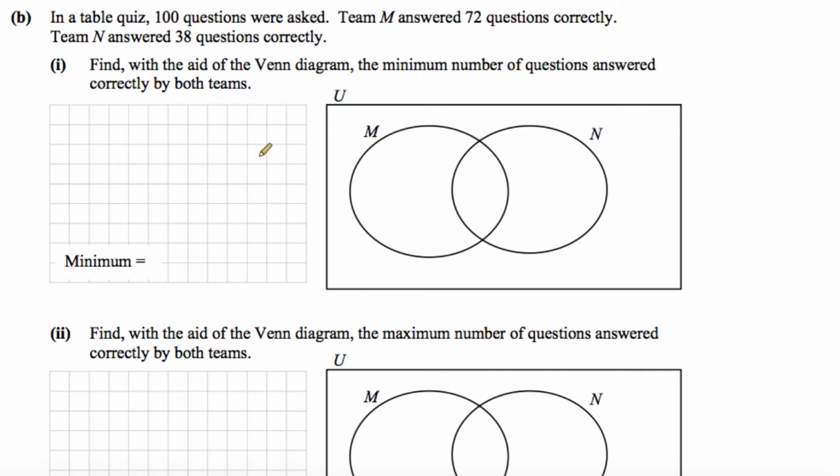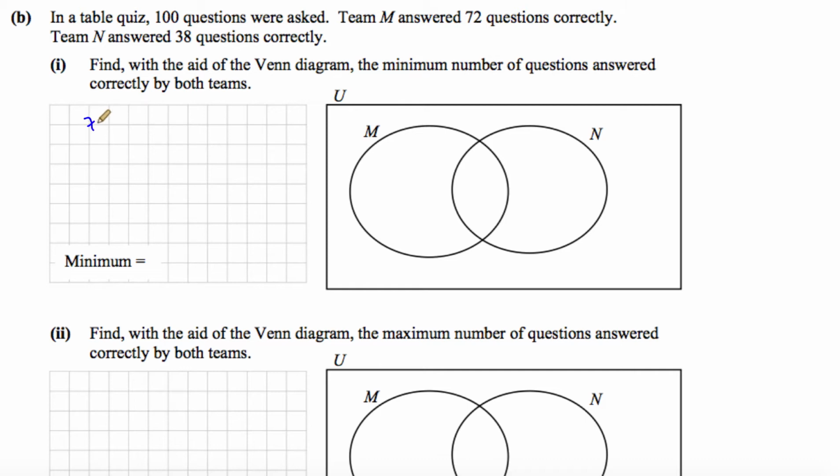Okay, part B says, in a table quiz, 100 questions were asked. Team M answered 72 questions correctly. Team N answered 38 questions correctly. Part 1 says, find with the aid of the Venn diagram the minimum number of questions answered correctly by both teams.